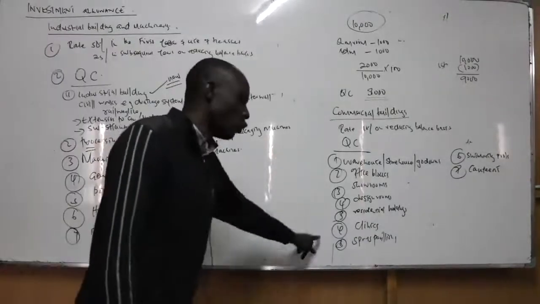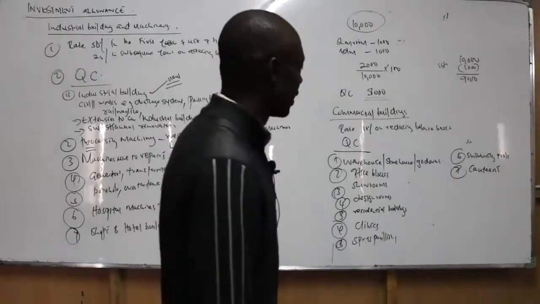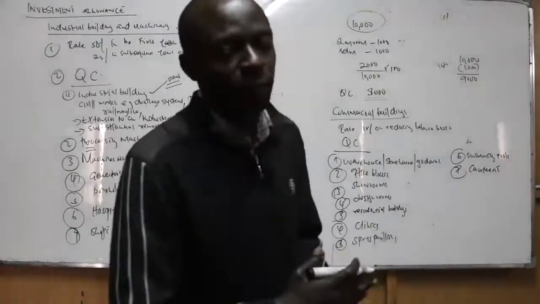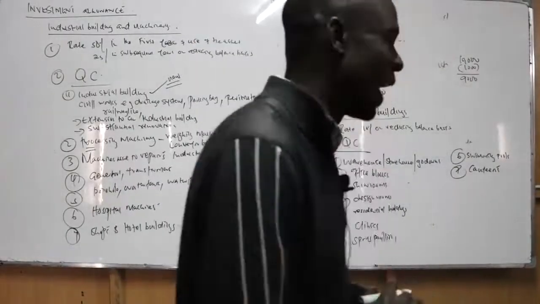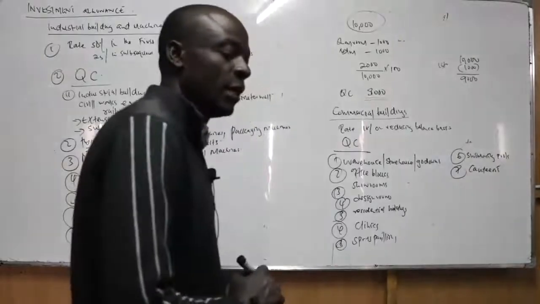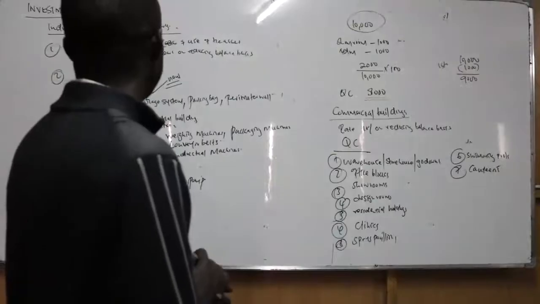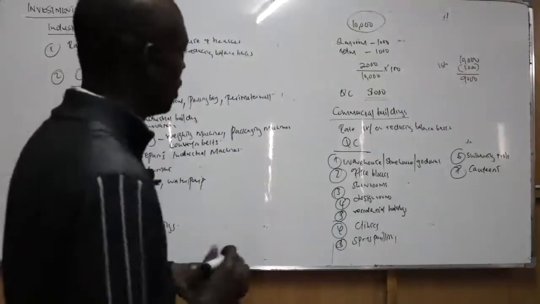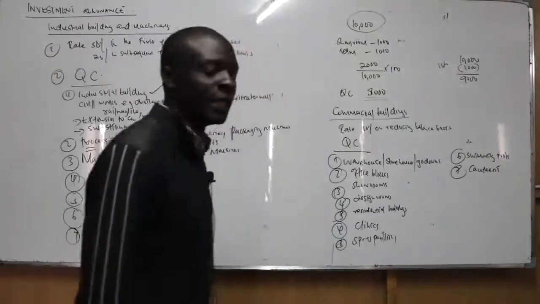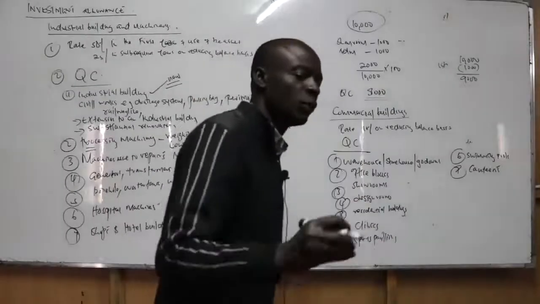And lastly, here on commercial building, they are prorated. So you claim them according to the time you began using them. Unlike the other investment allowances which you talked about, that is wear and tear and industrial building and machinery. For commercial building, you prorate, you claim from the date you began using it.